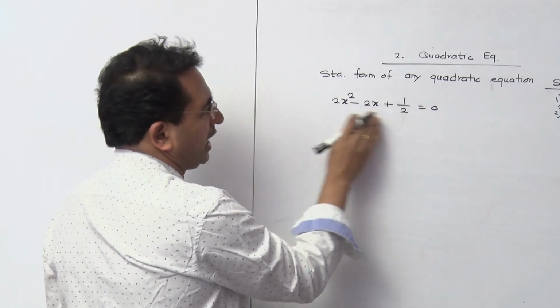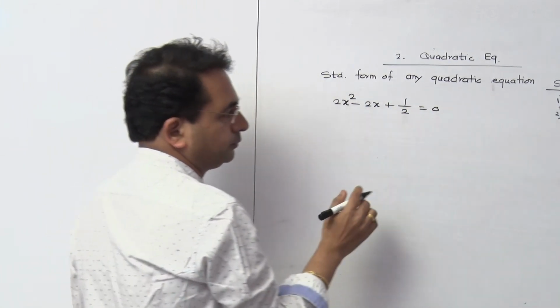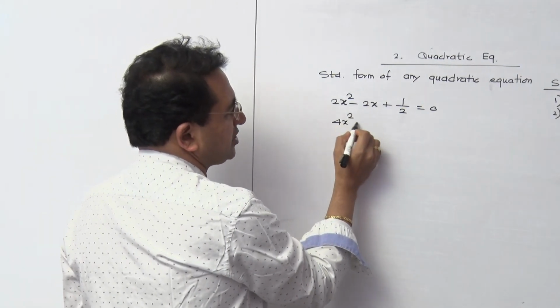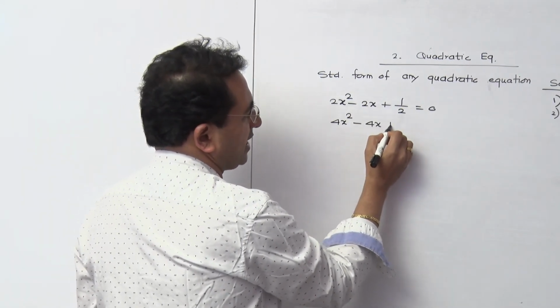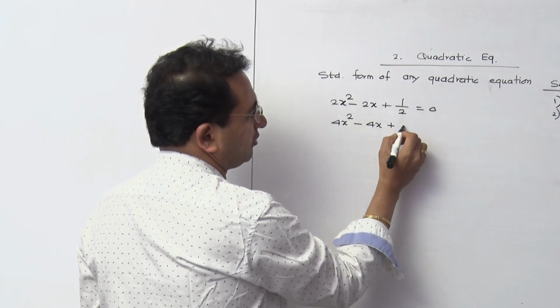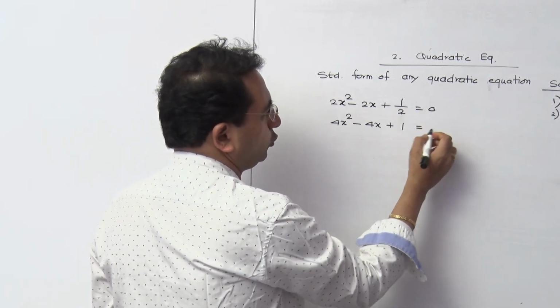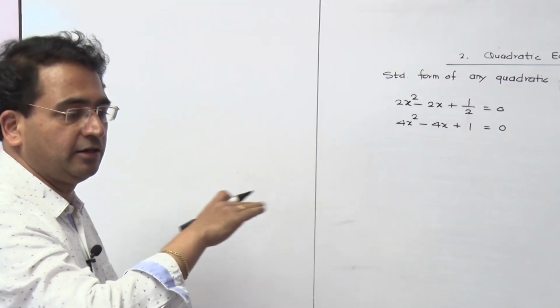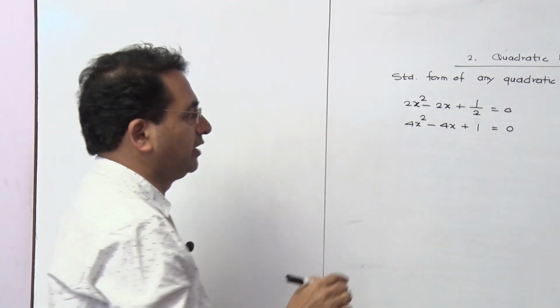That means I will multiply throughout by 2. So this will become 4x square. This is going to become minus 4x, and here if I multiply by 2, the answer is 1, and then 0 into 2 is 0 only. Now you see the level is maintained, and you are getting that equation in standard form.